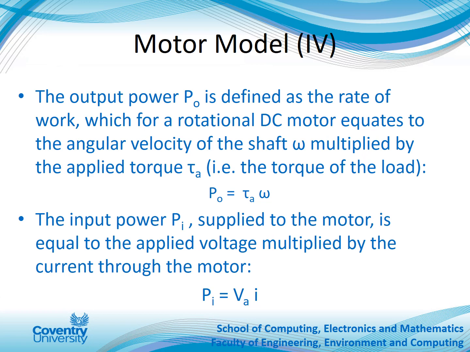The power out is defined as the rate of work, which for a rotational motor equates to the angular velocity of the shaft, omega, multiplied by the applied torque tau_A. So P_out is equal to tau_A times omega. The input power supply of the motor is equal to the applied voltage multiplied by the current going through it. So P_in is equal to V_A times I.